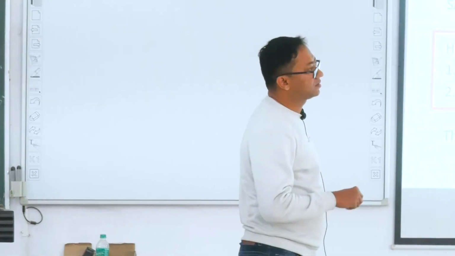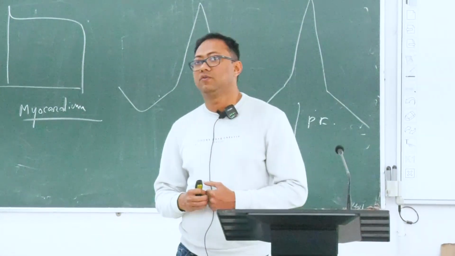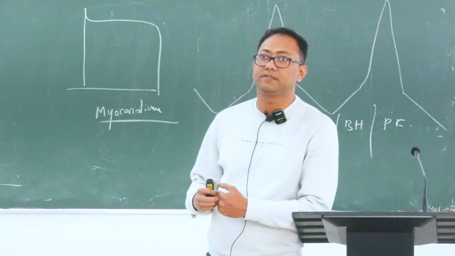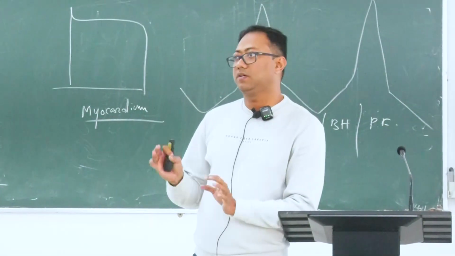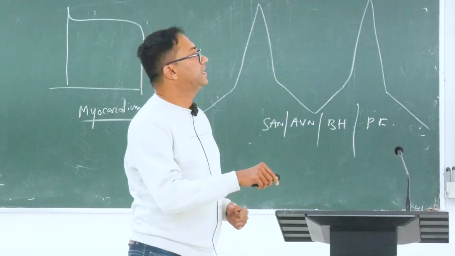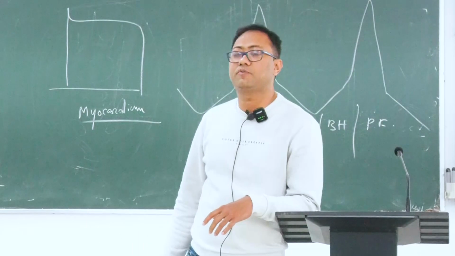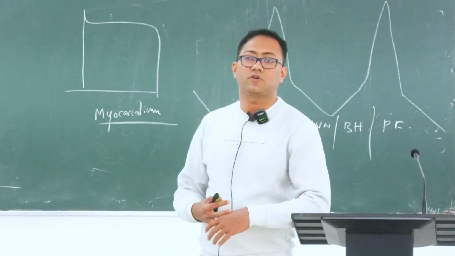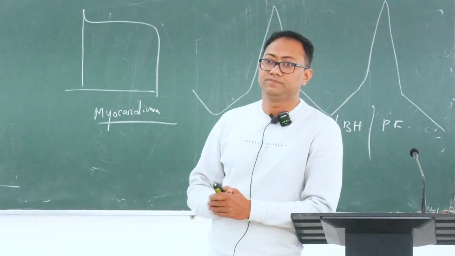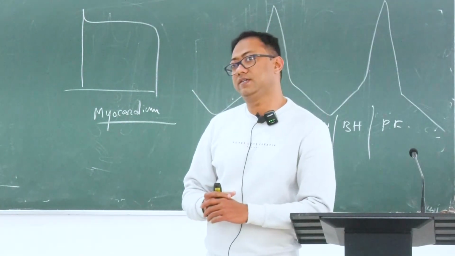Okay, and these things also depend on three important channels, right? One is the IF current or funny current, which is the major determinant of heart rate, and which operates during phase 4 of the pacemaker potential. The funny current is also called the HCN current, okay? Hyperpolarization-gated cyclic nucleotide-activated.